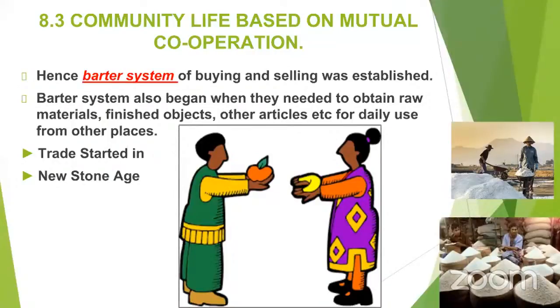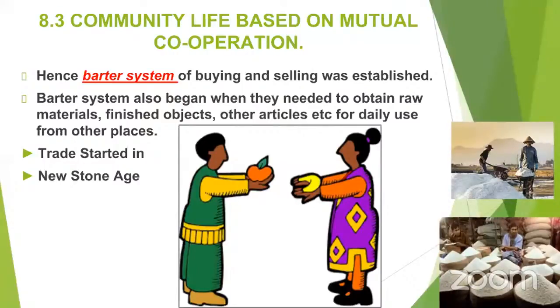See, here one man is giving an apple and that lady is giving a banana. Clear? So whatever you have extra, you give away, and you buy whatever you don't have. This is called mutual cooperation, and this system was called the barter system. Hence, the barter system of buying and selling was established.